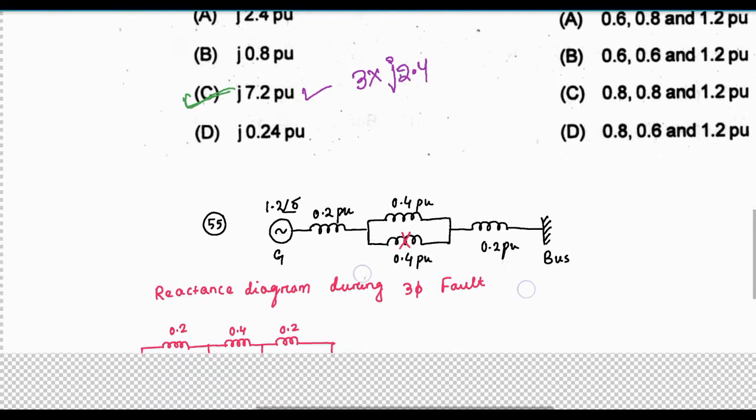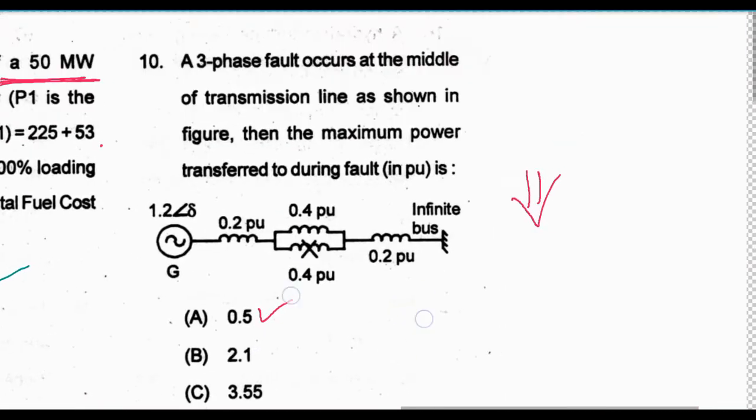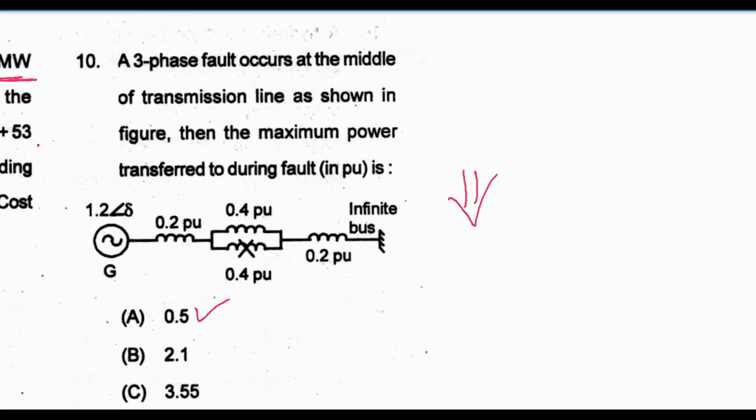Next, question number 10. A three-phase fault occurs at the middle of a transmission line as shown in the figure below. Then the maximum power transfer during the fault is? So here we have to find out the maximum power transfer during the fault. This is the circuit given.